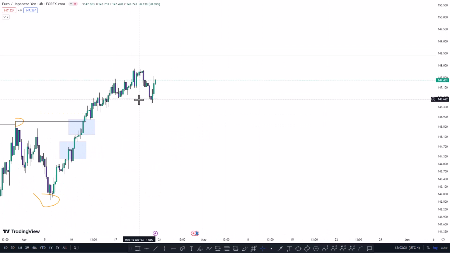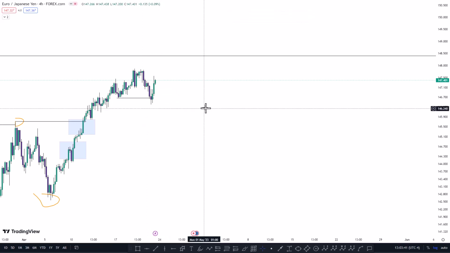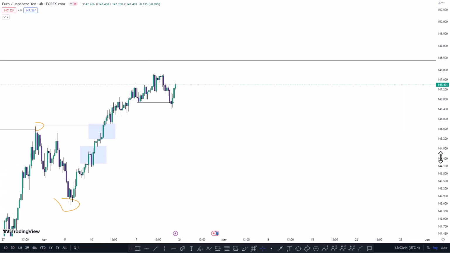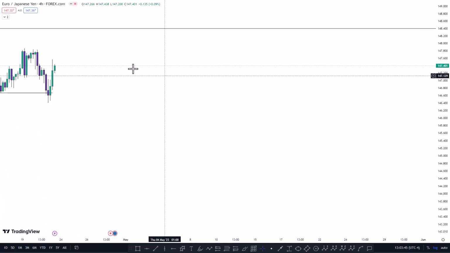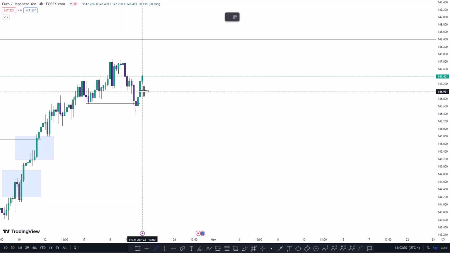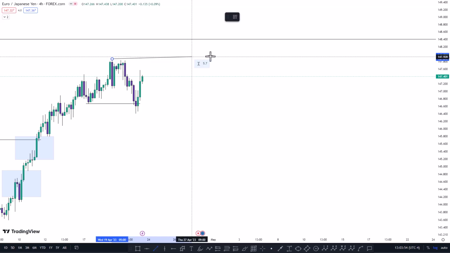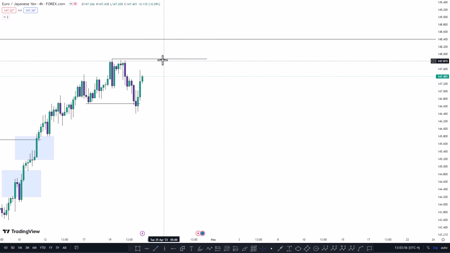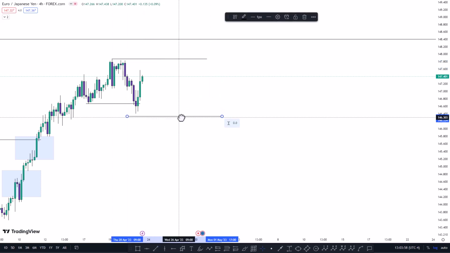You have got a break of this area. After breaking this area, what do we expect? We expect what? After breaking this area, the market is going to create a pullback within this range, meaning you have a current bearish range here. You have to understand, you have a current bearish range on this area.